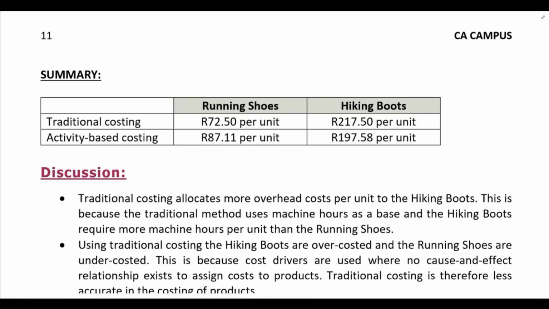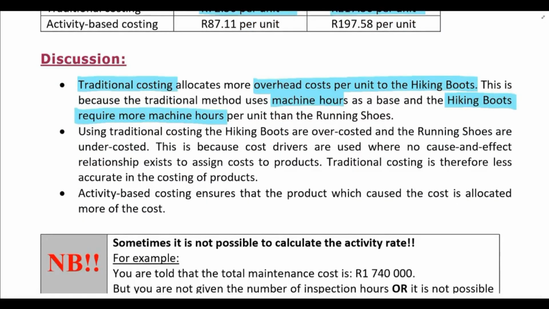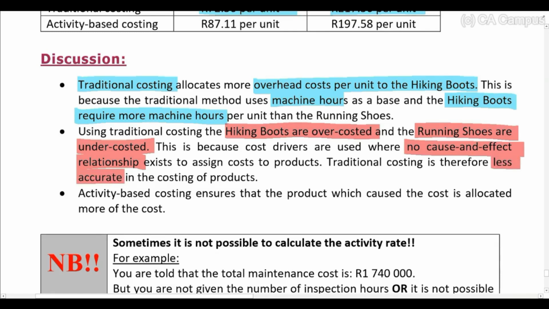So if we look at the discussion, we saw that when we used traditional costing, we allocated more overhead costs to the hiking boots. And that's because we were using machine hours as a basis to do the calculation, and hiking boots required more machine hours. So because the hiking boots used more machine hours, we can see the unit cost over there is a lot higher with traditional costing. So what actually ended up happening with traditional costing is the hiking boots were overcosted because they had more machine hours, and the running shoes ended up being undercosted. We didn't have a cause and effect relationship. We just used machine hours as the basis. We didn't look at a cause and effect relationship between the cost and the cost driver. So this was a lot less accurate when we were costing our products.